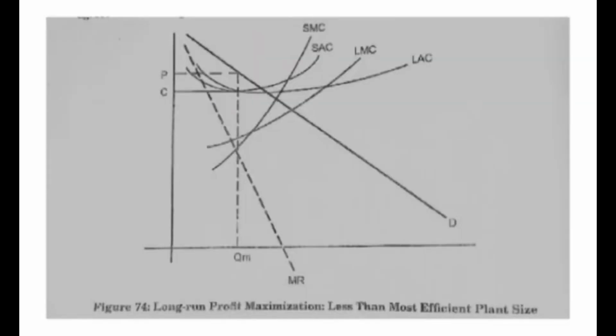Less than the most efficient size of plant means the market of the monopolist is limited to the point where the marginal revenue curve cuts the long-run average cost curve to the left of its minimum point. As can be seen from the graph, long-run profits are maximized at the output at which the long-run marginal cost equals marginal revenue. So the monopolist should build the size of plant that will produce that output.